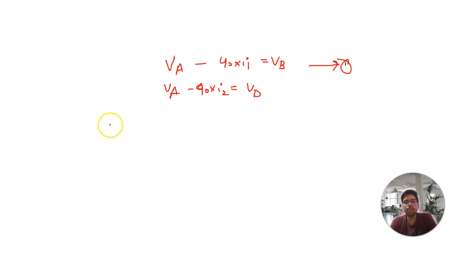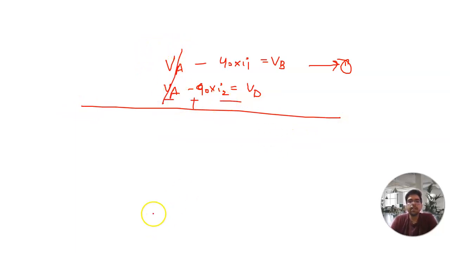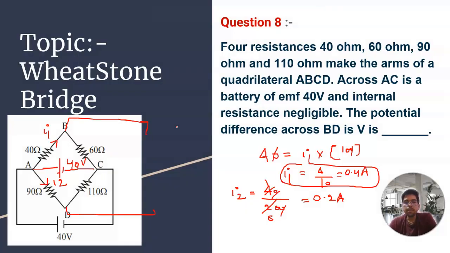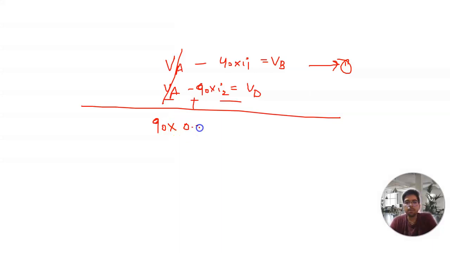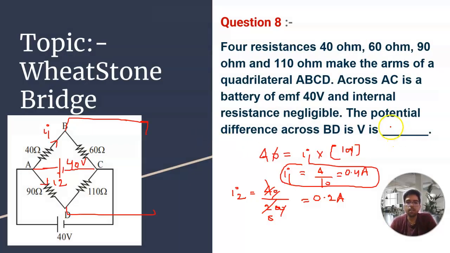Now they are asking VB minus VD. So very simple, minus plus minus. This cancels out, and finally we are getting plus 90 I2. Now I2 is 0.2 and I1 is 0.4. Clear? So they are asking VB minus VD. Just this calculation you can easily solve. I think this will be 18 and this is 16. 18 minus 16 is 2 volt. So finally the answer is 2 volt. Clear? Now go to the next question.